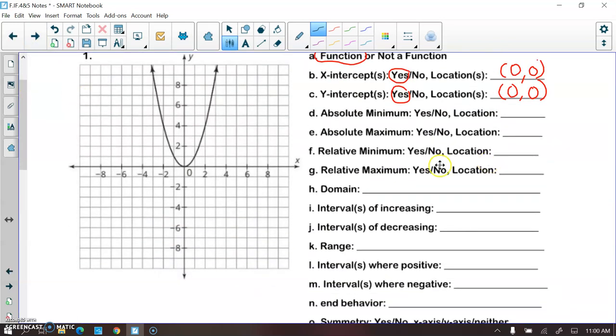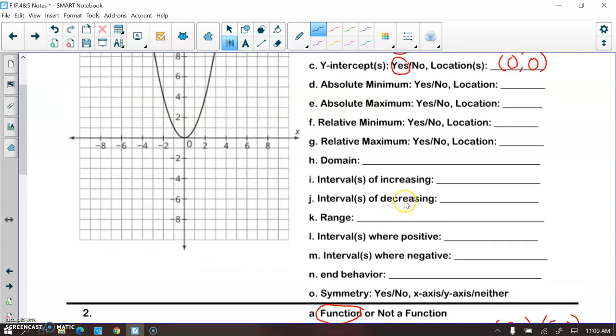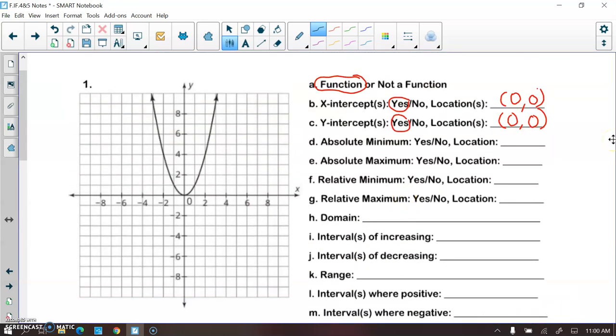Number 1, your domain is letter H and your range is letter K. All right. For the domain, your leftmost point has an arrow on it. So that means that it's going to go all the way to negative infinity. Your rightmost point also has an arrow on it. So that means it's going to go all the way to infinity.